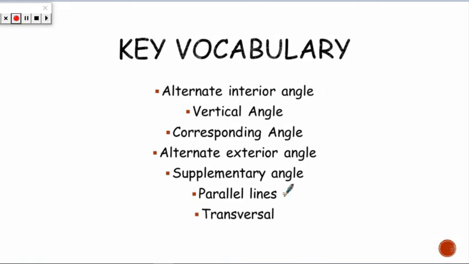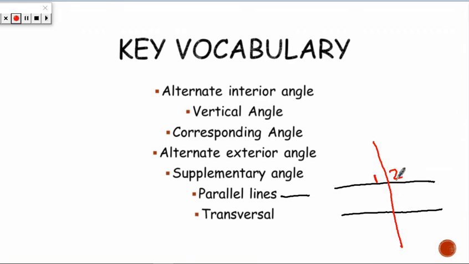Let me go over key vocabulary with parallel lines first. Parallel lines are lines that do not cross each other. And a transversal is a line that cuts across parallel lines. And I'm going to draw a transversal here.